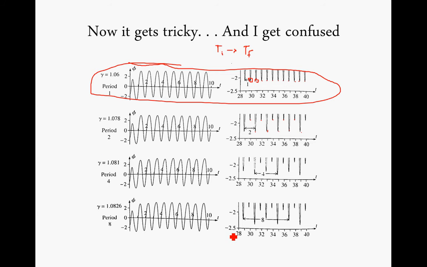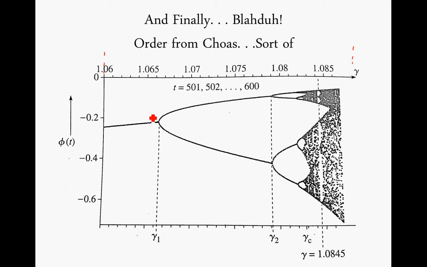And then he picked a TI of 500 and a TF of 600, and did exactly what we did here from t equals 500 to t equals 600. And for every interval, he took the value of phi and made that a point. So basically you can imagine each vertical line consisting of 100 points.